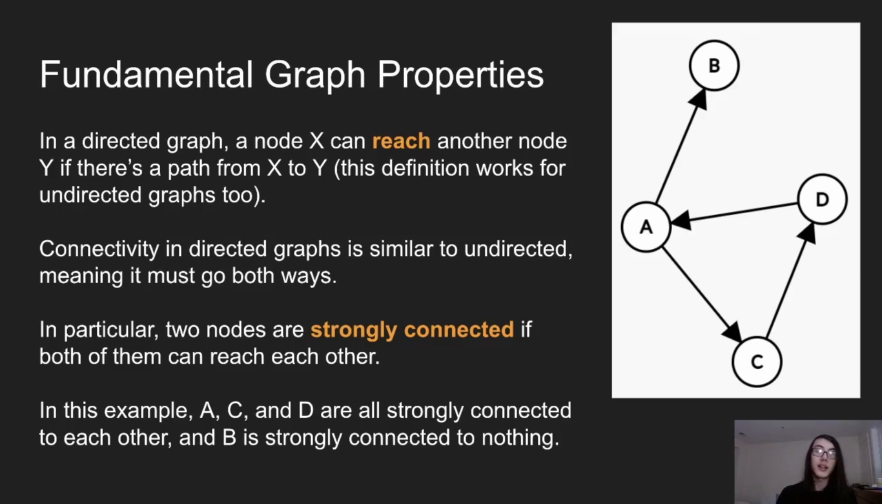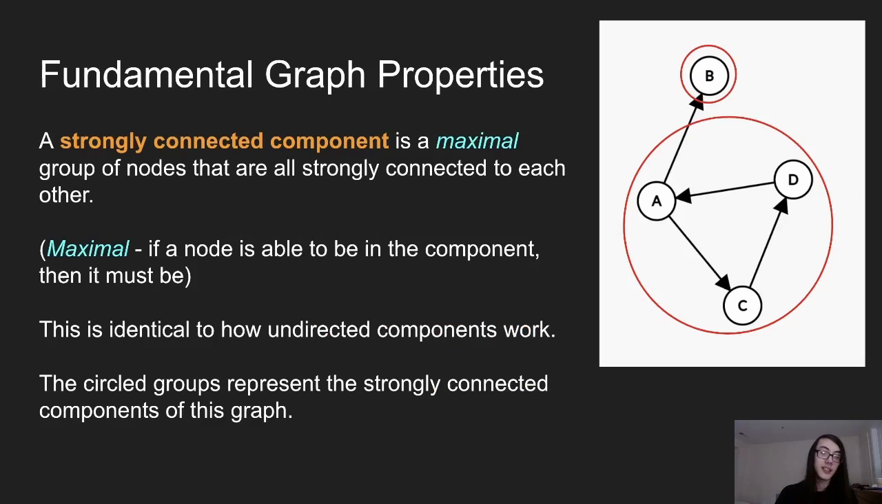Connectivity actually has the same definition in directed graphs if you think about it, but it has a different term. Two nodes, X and Y, are strongly connected if both of them can reach each other. In this example, A, C, and D are all strongly connected to each other, and B is strongly connected to nothing. And similar to connectivity, we have components for it too. A strongly connected component is, once again, a maximal group of nodes that are all strongly connected to each other. Again, maximal means if a node is able to be in the component, then it has to be in the component. So A and D can't just be a component by themselves, C also has to be in it. There's multiple algorithms for finding these components, but that's beyond the scope of this lesson. But you can feel free to check out some other resource for it.